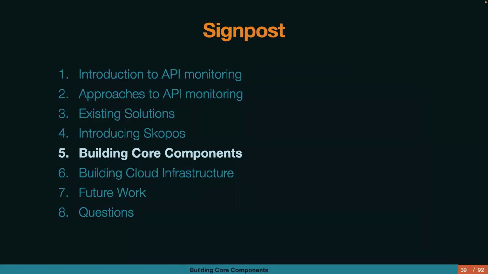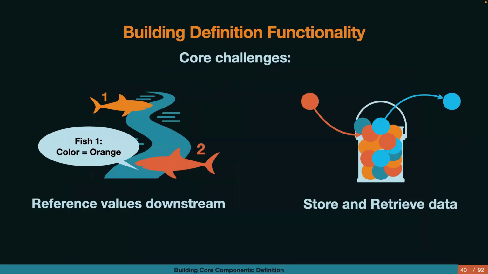Thank you, Kathy. All right, now let's take a look at building the core components of our application, specifically how we built the definition and the execution components. We knew we needed to build the definition functionality and that we wanted to provide a way to set up multi-step tests. An important part of this is referencing values from previous tests. This was challenging because those values are not accessible until after the previous test has completed. For example, if the red fish above wants to know the color of the orange fish, the red fish will only know its color after the orange fish swims by.